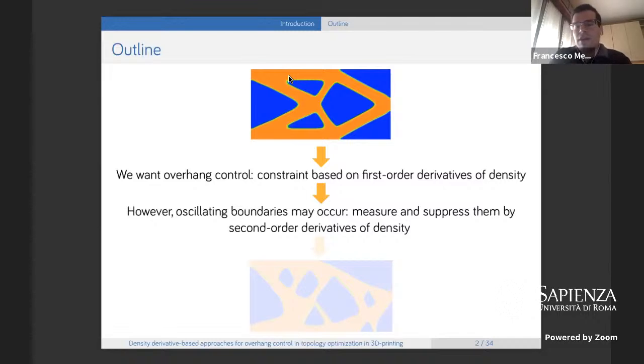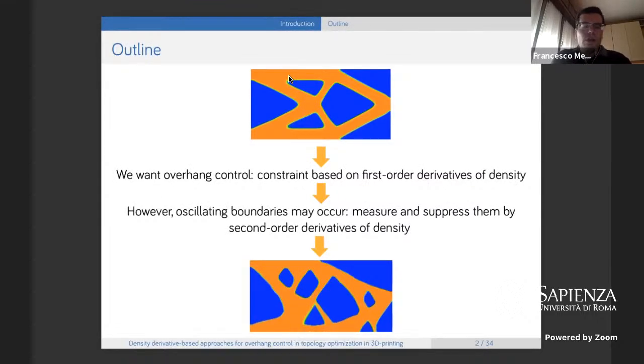And therefore, we need to find a measure which identifies these oscillating boundaries and which can be used to suppress them. And we will see that this measure can be formulated by using second-order derivatives of the density function. Finally, we will see that by using these density derivative-based approaches, we can obtain designs which are free of non-self-supporting parts and also free of oscillating boundaries.